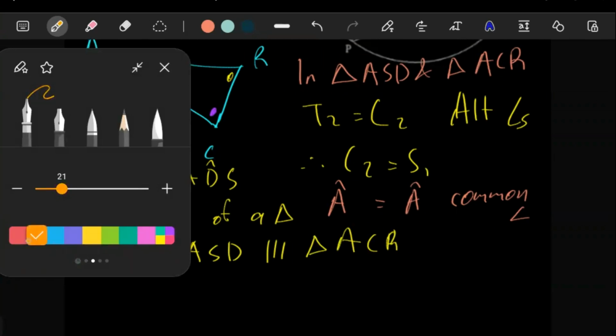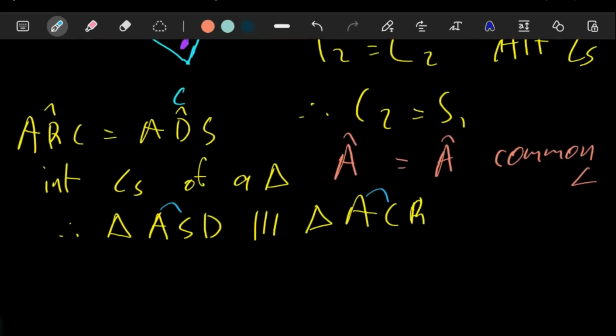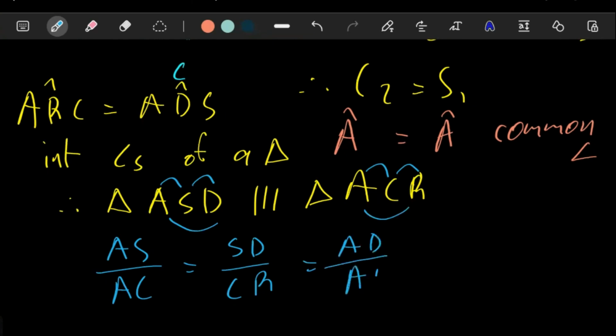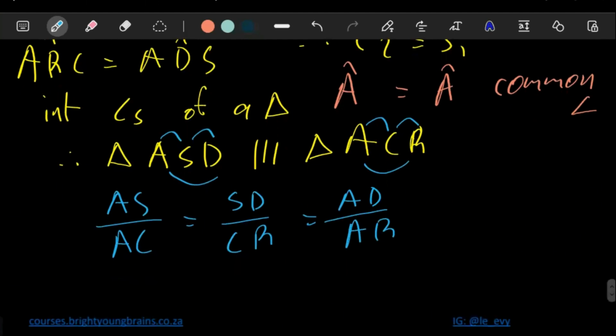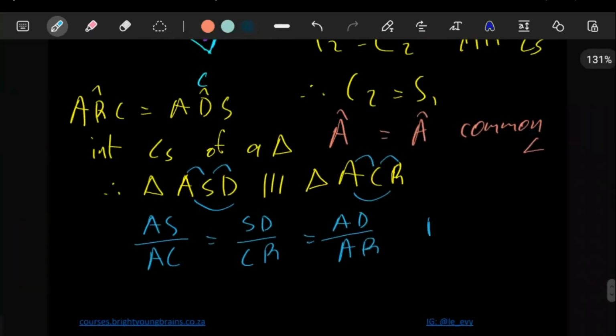We can now say something like AS over AC is equal to SD over CR, which is equal to AD over AR. There we go. And then what do we have now? The reason for writing this, you can just say proportionality theorem.